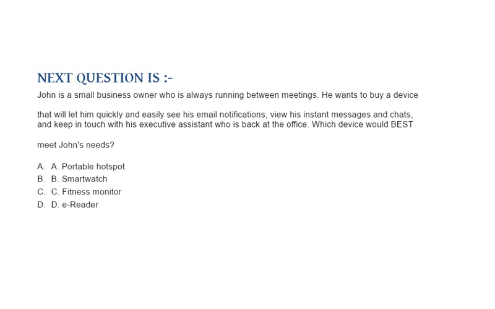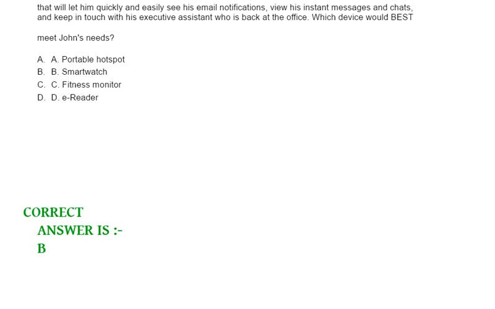Next question is, John is a small business owner who is always running between meetings. He wants to buy a device that will let him quickly and easily see his email notifications, view his instant messages and chats, and keep in touch with his executive assistant who is back at the office. Which device would best meet John's needs? Option A. Portable hotspot. Option B. Smartwatch. Option C. Fitness monitor. Option D. E-reader. Correct answer is option B.